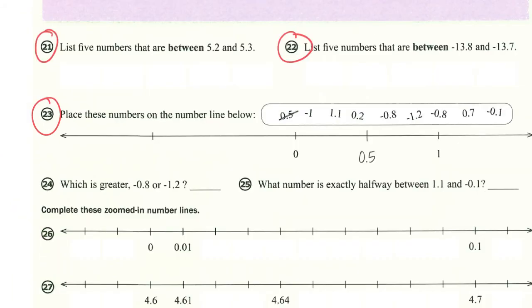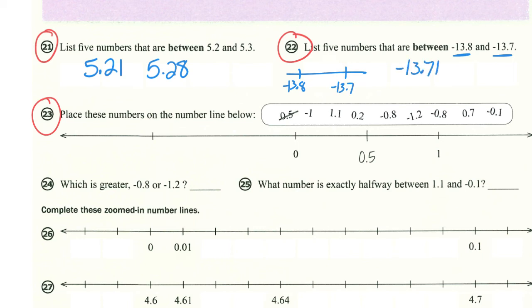21, any numbers that are between 5.2 and 5.3 would look like 5.2 something. So these would be a couple examples. Make sure you have 5 of them. In number 22, examples between negative 13.8 and negative 13.7, it might help to draw a number line here so that you realize that negative 13.8 is the lower number. And so we need things that are negative 13.7 something. So negative 13.71 or negative 13.73 would be between there.